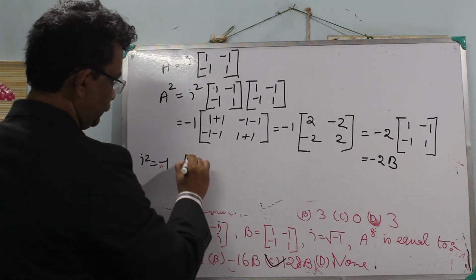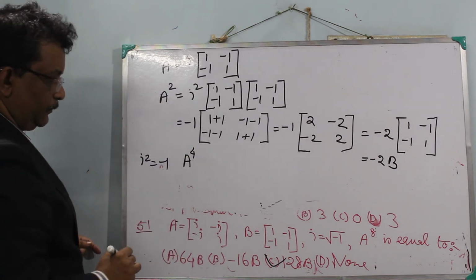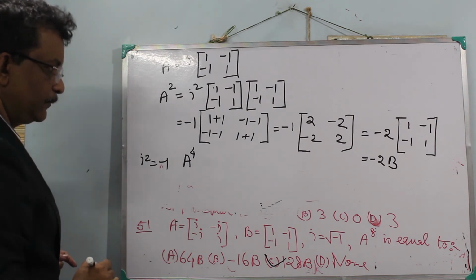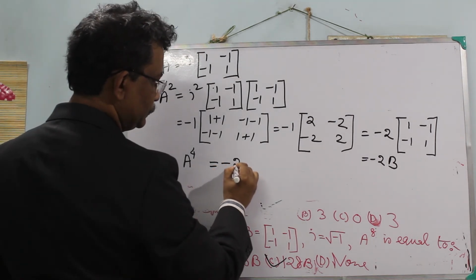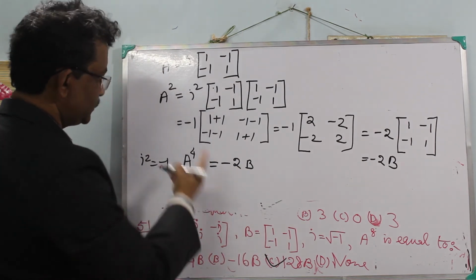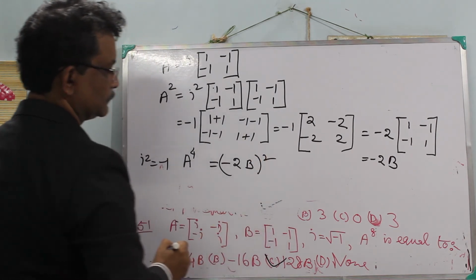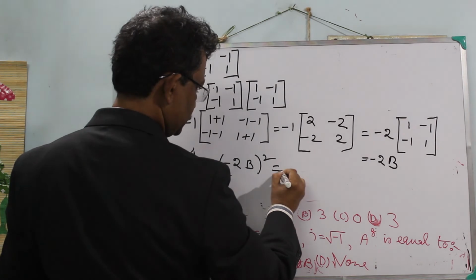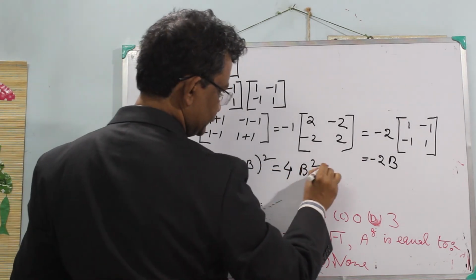Then A to the power 4 equals minus 2B, the whole square. A to the power 4 means A square, then this whole square. Okay. So we will get 4 and B square.